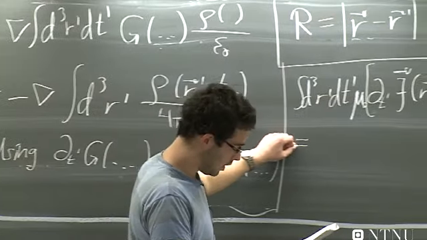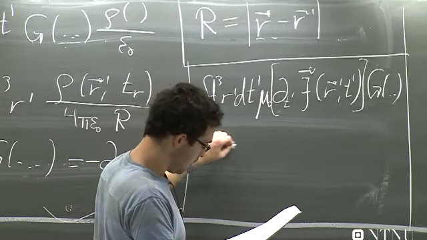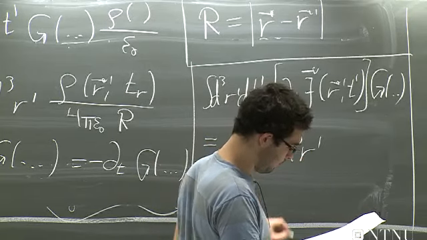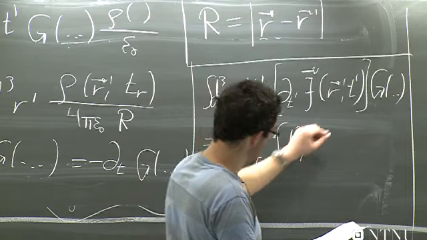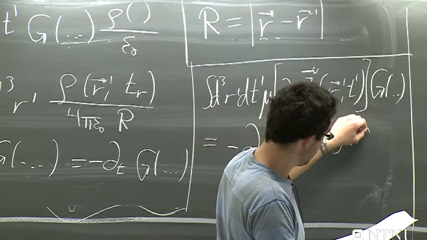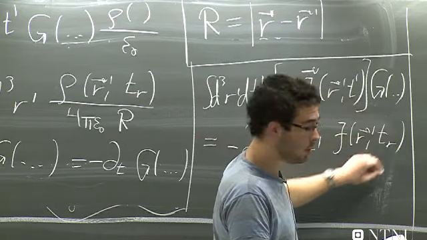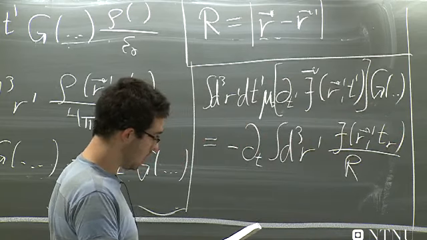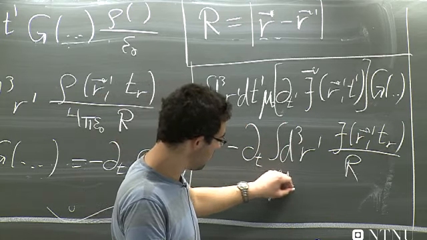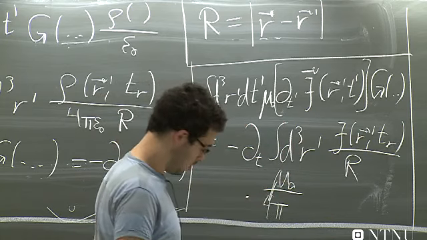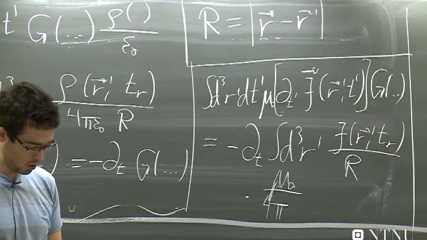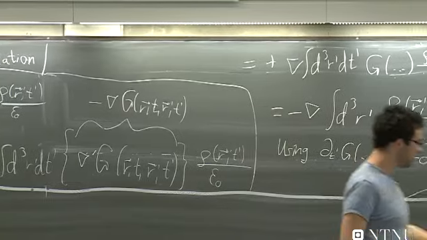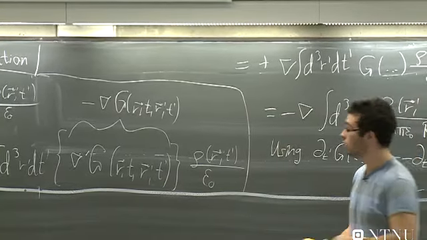And I get out simply that this integral is equal to minus dt integral of d3r prime j of r prime and the retarded time over r, same r as before, and times a numerical constant, which isn't all that interesting by itself. Now I'll wipe the board and then we'll collect the terms and see what we got for the electric field.